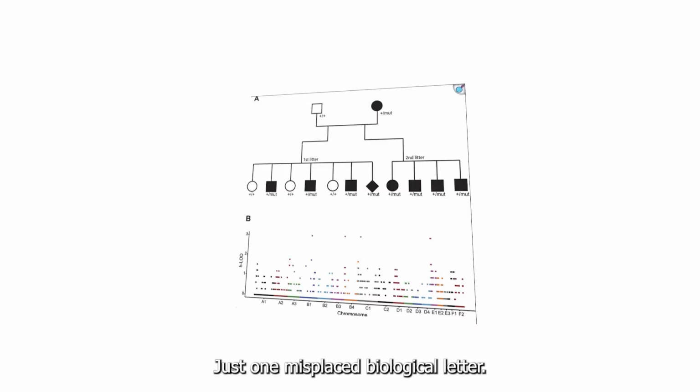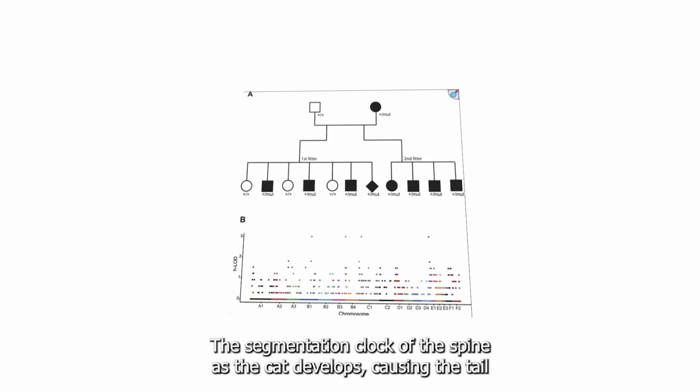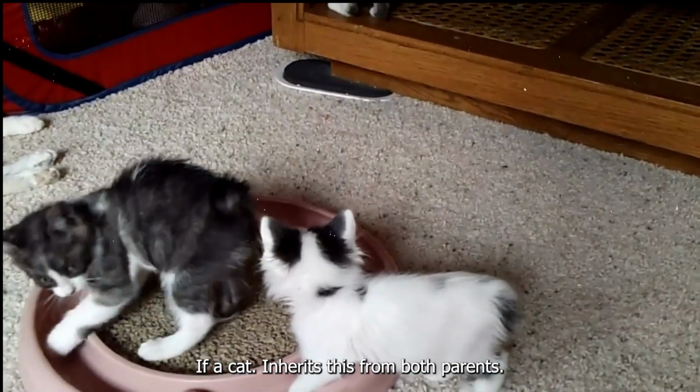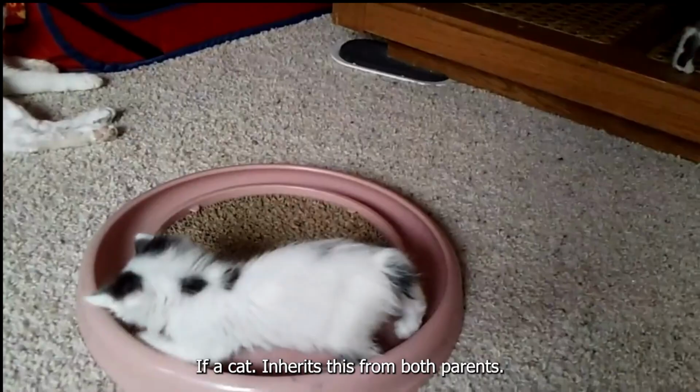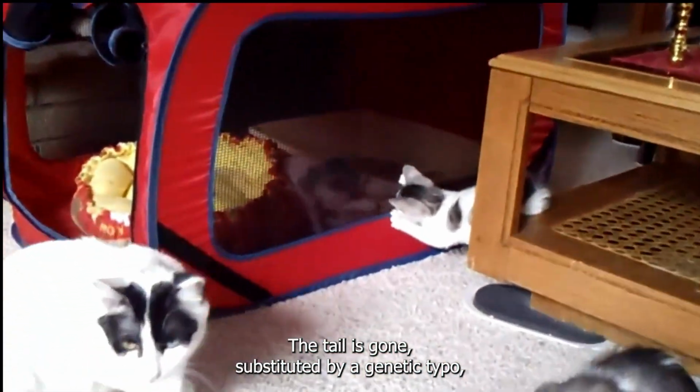Just one misplaced biological letter disrupts the segmentation clock of the spine as the cat develops, causing the tail vertebrae to fuse and kink into a solid knot. If a cat inherits this from both parents, the effect is fixed. The tail is gone, substituted by a genetic typo.